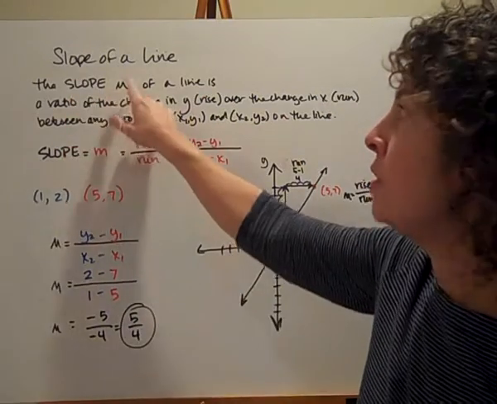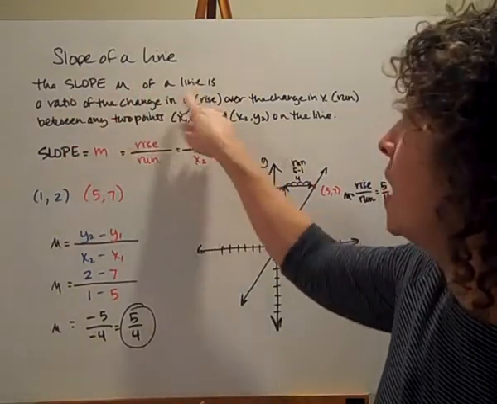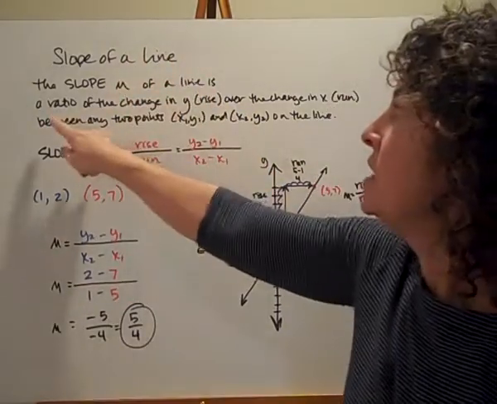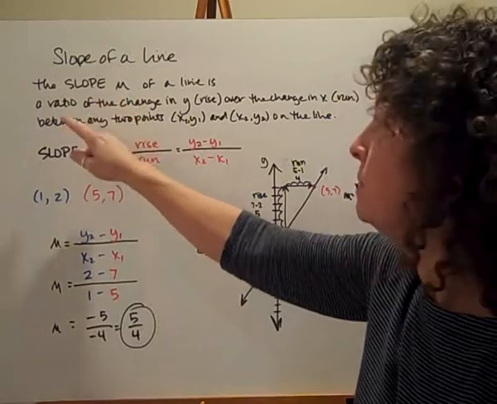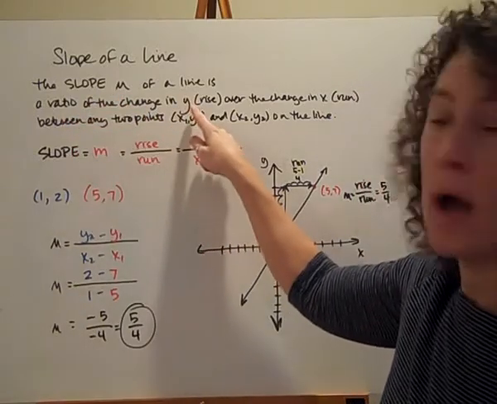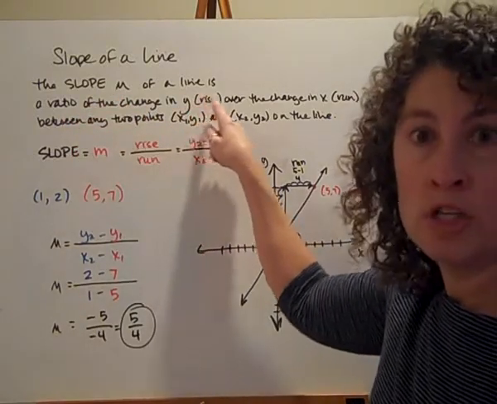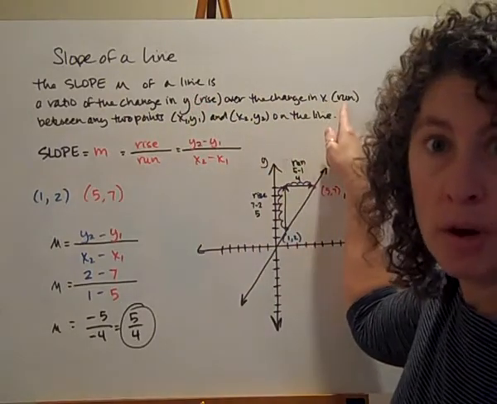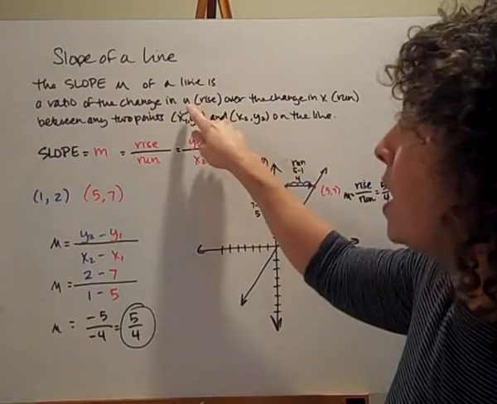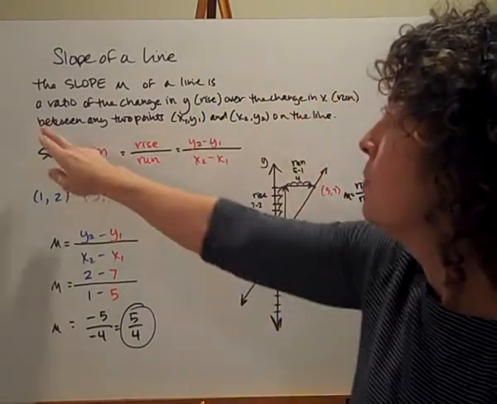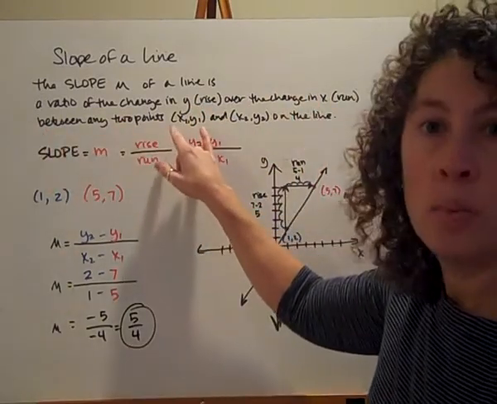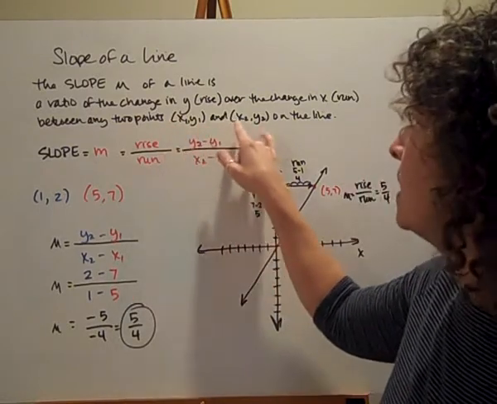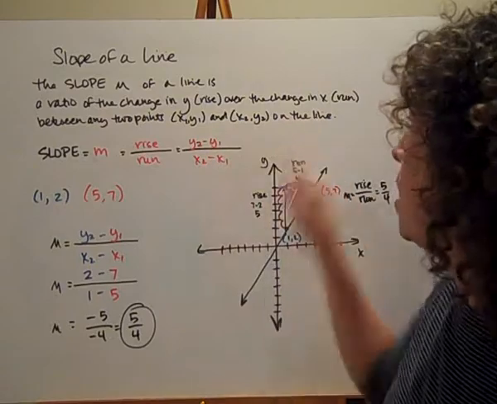The slope, and we call the slope m, of a line. If you think about it, mountains have a slope. m, the slope of a line, is a ratio, so it'll be a fraction, of the change in y, which we're going to talk about as the rise, over the change in x, which we're going to talk about as the run. So it's a ratio of y over x between any 2 points, and we're going to call one point x1, y1 and the second point x2, y2 on the line.